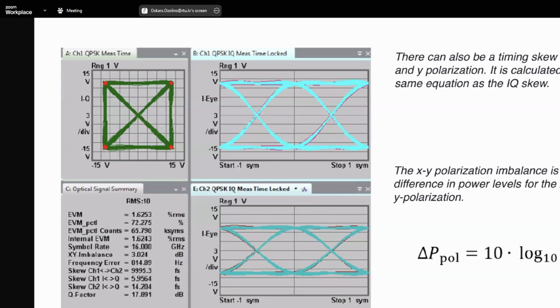Then there can also be skew between different polarizations, and then you can get polarization imbalance there as well. So each independent channel used in coherent optical communication systems can have a skew: IQ and then different polarizations. So yeah, there are a lot of timing adjustments that need to be done in transmitter and receiver circuits.